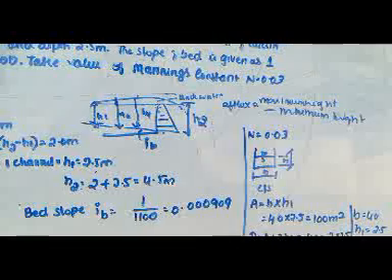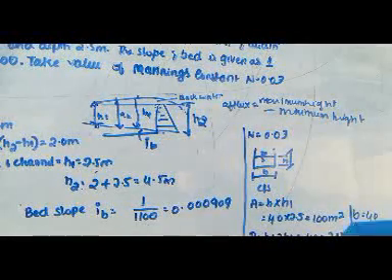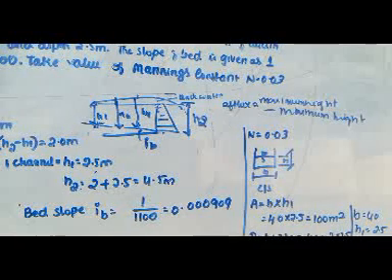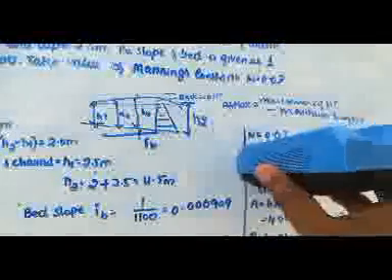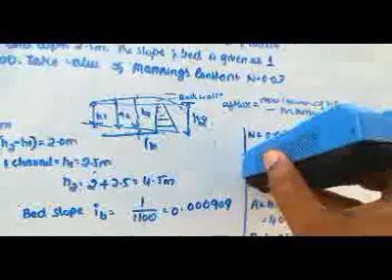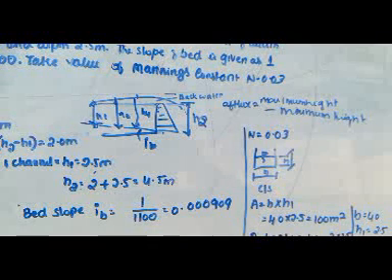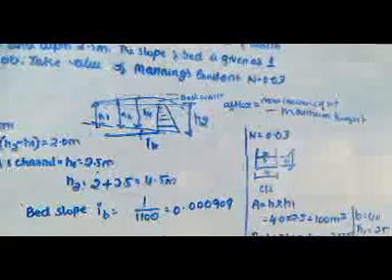Here this is the cross section, so we can find the B and H values. If the cross section is given, we can find B and H. I can say this is the cross section like this, where we have the B value and this is the H value. B is given in the question as 40 meter and the depth is 2.5 meter. So we can find the area, that is 100 meter square.